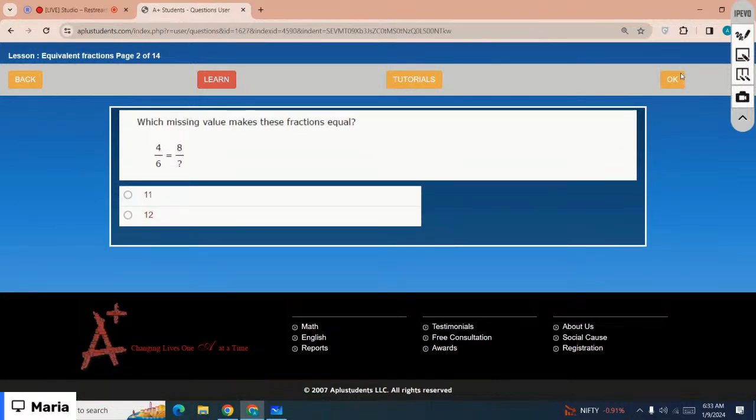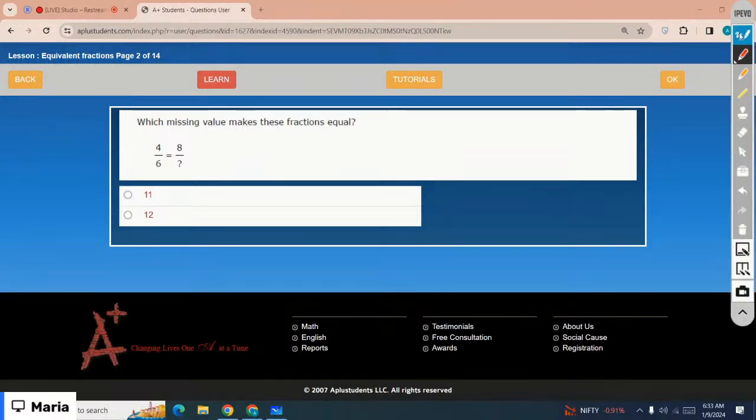Which missing value makes the fraction equal? Which is the correct option? Very good. That is 12 because 4 times 2 makes 8, right? That means you need to multiply this fraction by 2. 4 times 2 makes 8 and 6 times 2 makes 12. So that is 8 out of 12. Got it? The correct option is 12. Very good.